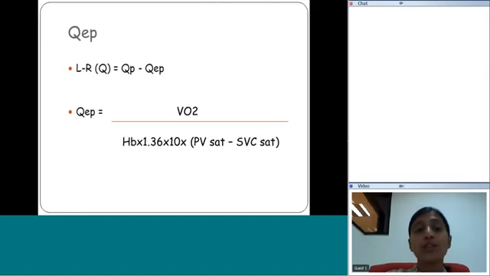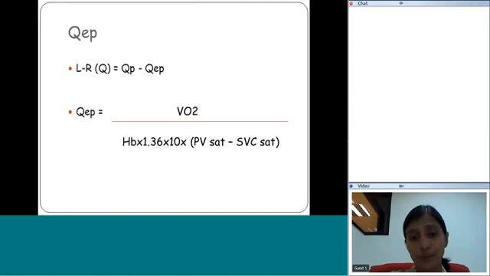So QP is the total pulmonary blood flow. Say, in the presence of a left to right shunt, the total pulmonary blood flow minus the QEP is the portion that requires to be oxygenated. The rest of it is your ineffective left to right shunt.